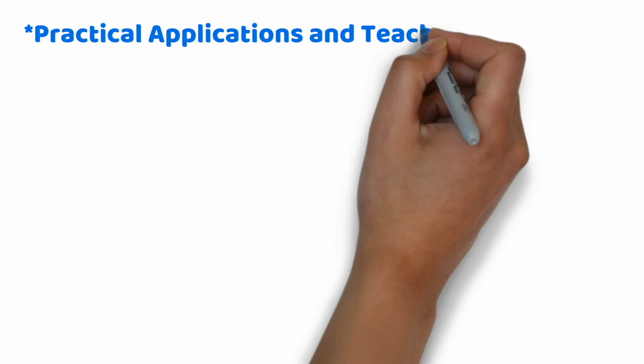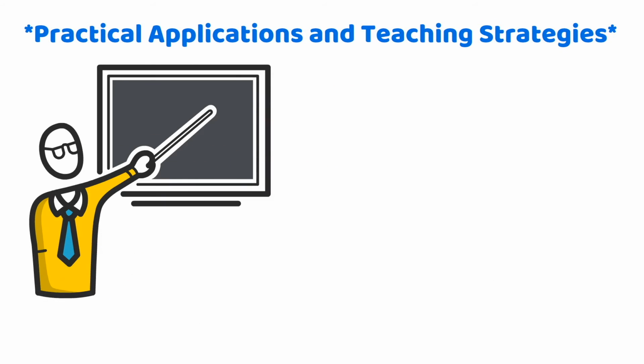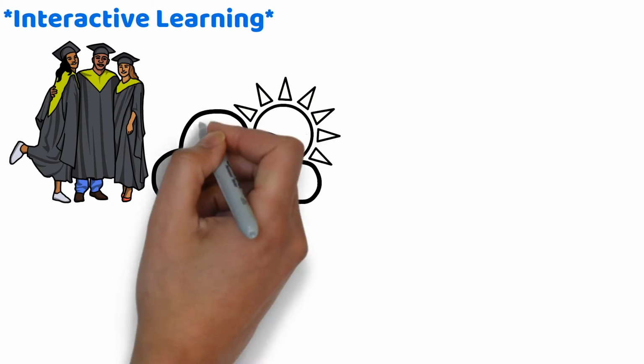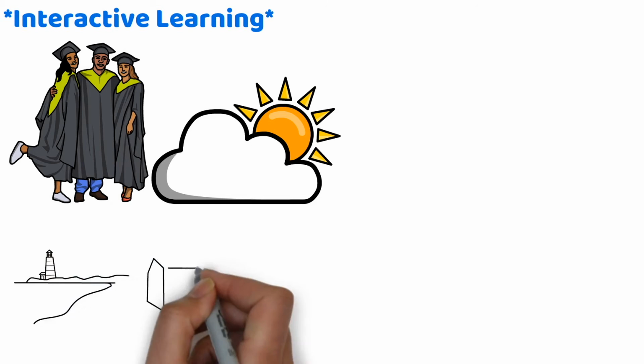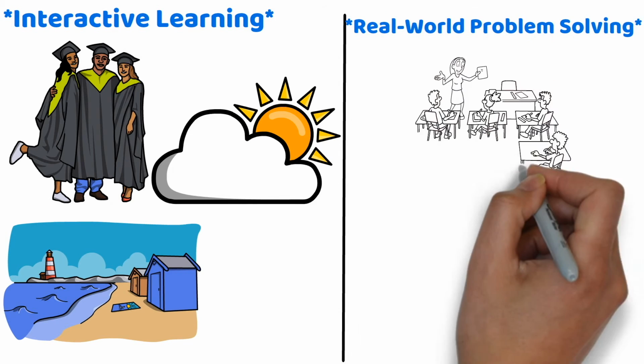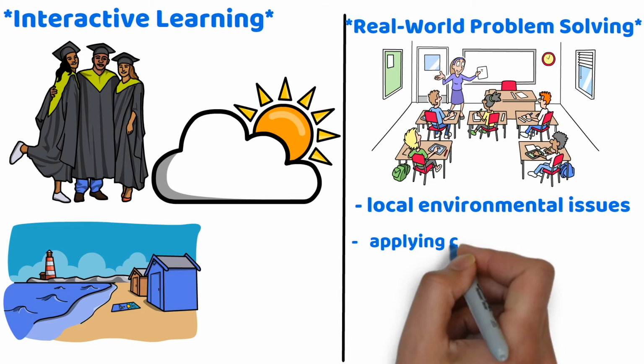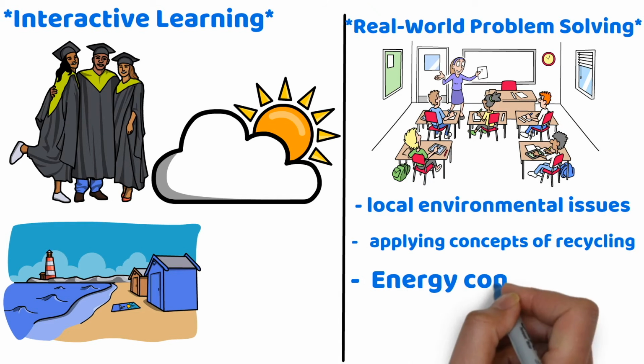Practical applications and teaching strategies. As future educators, it's important to translate this knowledge into effective teaching strategies. Interactive learning. Engage students with hands-on activities like building simple weather stations or models that demonstrate ocean currents. Real-world problem solving. Encourage students to develop projects that address local environmental issues, applying concepts of recycling, energy conservation, and sustainable practices.